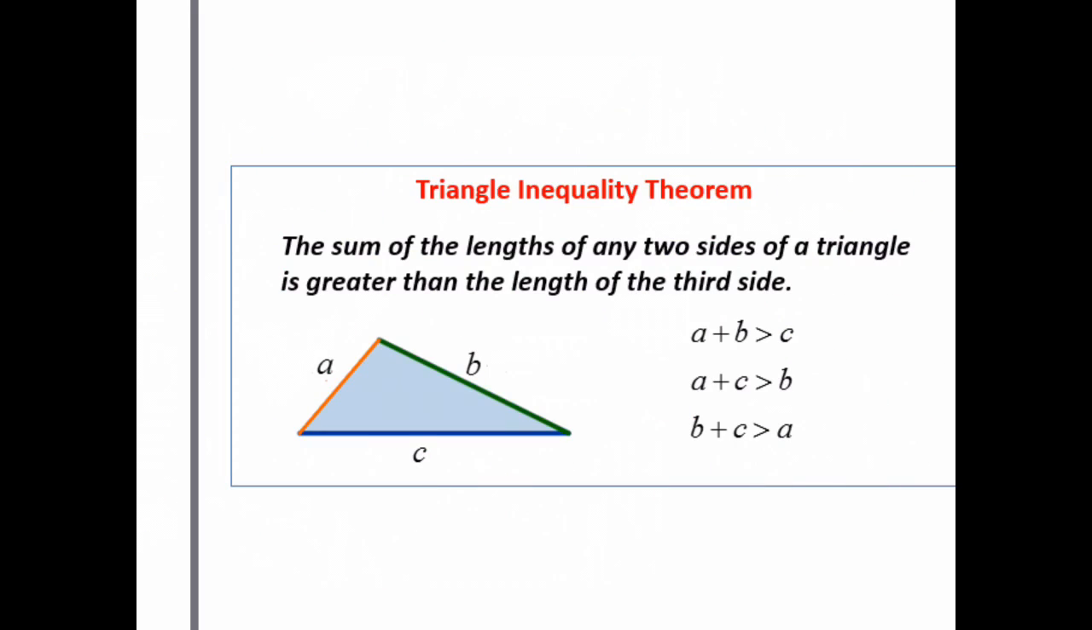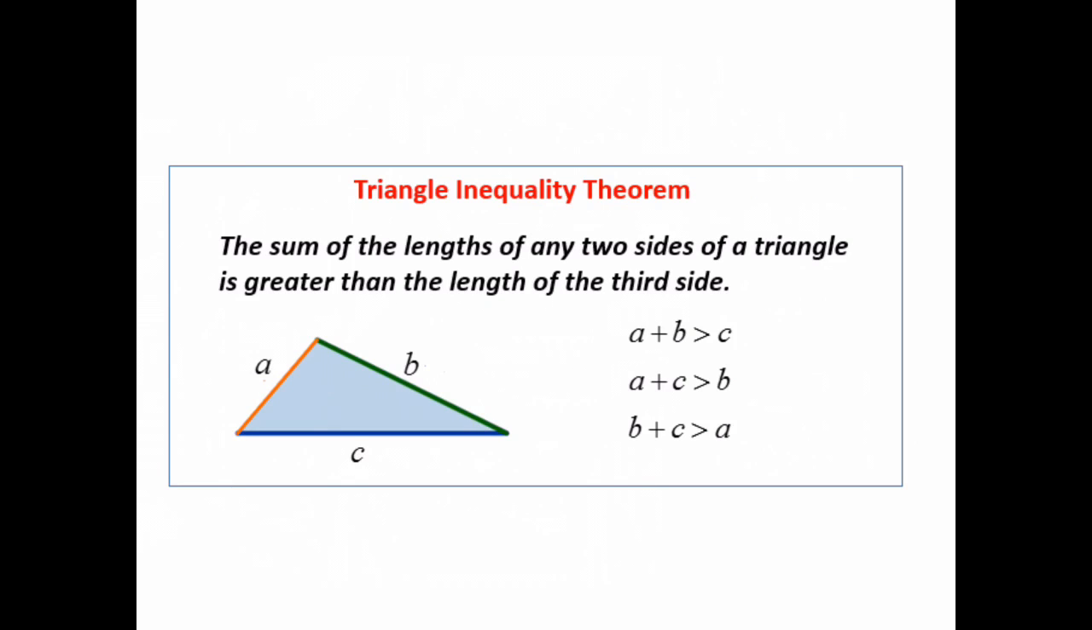Our last theorem for today is the triangle inequality theorem. It says that the sum of the lengths of any 2 sides of a triangle has to be greater than the length of the third side. So here they've chosen 2 sides, A plus B, and if you add those together, it has to be greater than the third side, C. And then you have to do that for each of the 3 sides. So you have to add A and C together, it has to be greater than B, and if you add B and C together, it has to be greater than A.